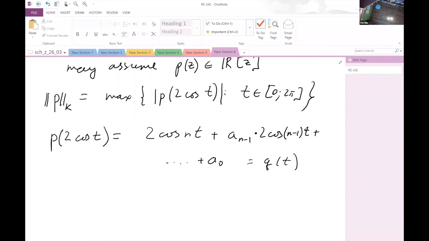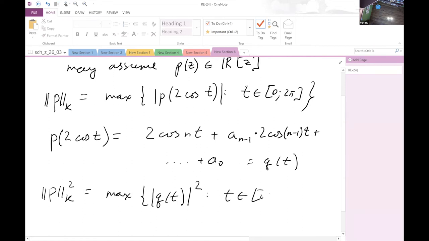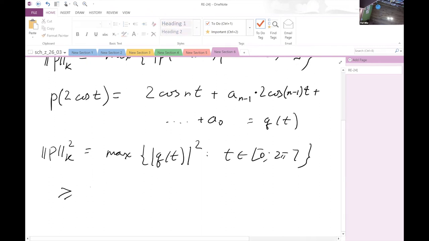So this is some trigonometric polynomial. Now, what we obtain is that the norm of P_k squared is the maximum of Q of t squared. And this is greater or equal, of course, than the integral, again, over 2 pi, from 0 to 2 pi, of Q of t squared dt. Well, I may put absolute value, but it's not needed, everything is real.